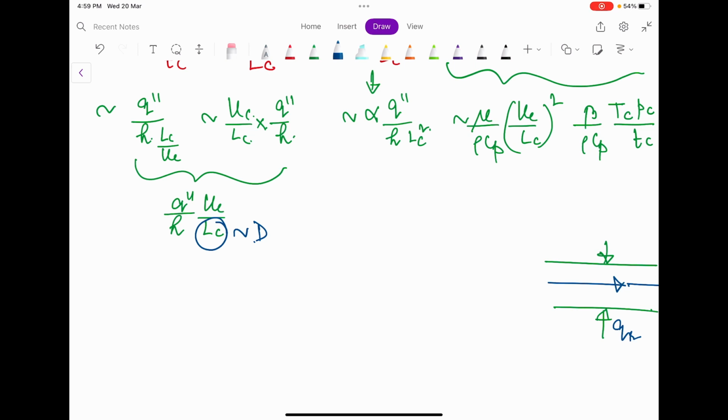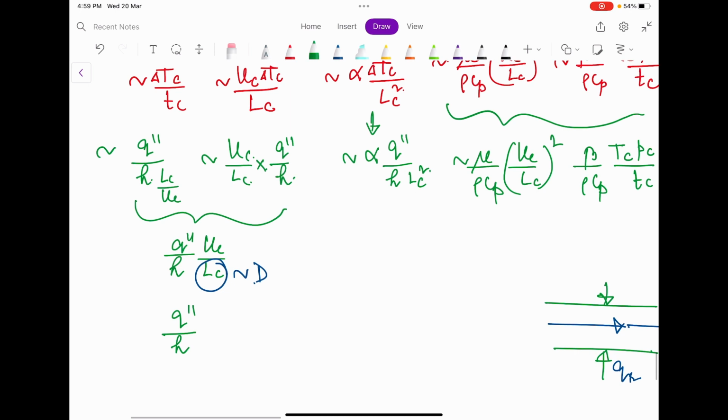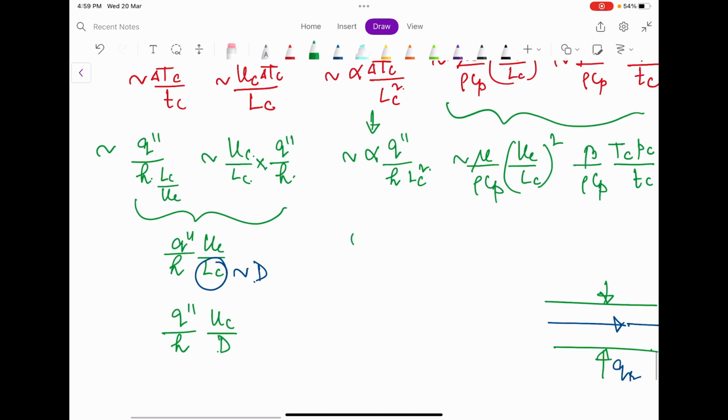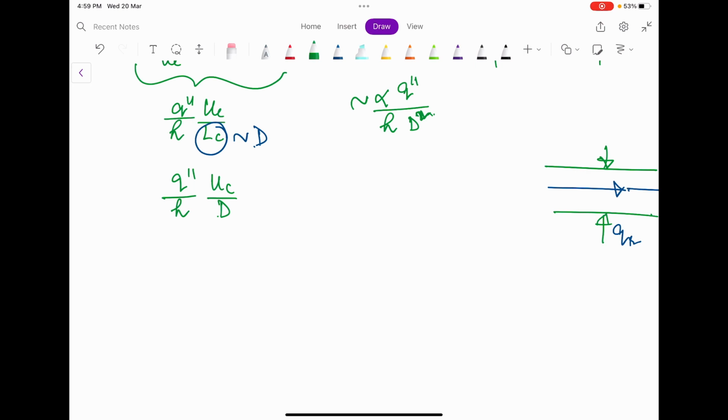So if Lc is D, then what do I get? This is Uc by D, and this becomes alpha into q dot by D square, right? Now at the wall, I can say that the heat going inside is equal to k into del T del y, or actually del T del r, I am sorry, del T del r at r equal to R.